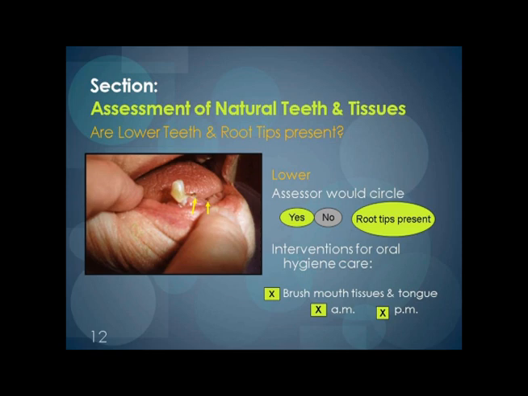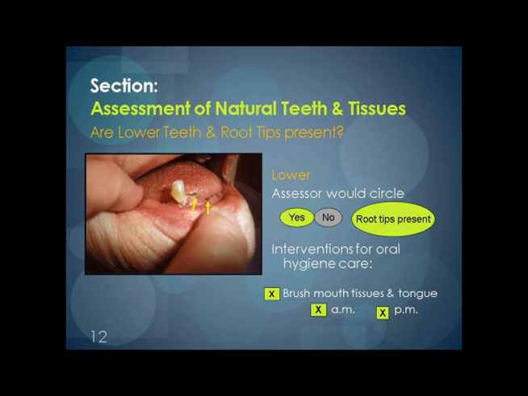This would be noted on the diagram of the care plan so that the caregivers are aware that the tooth should be cleaned gently and monitored until it is treated by a dentist. Areas with root tips still need to be cleaned with a soft toothbrush twice a day.